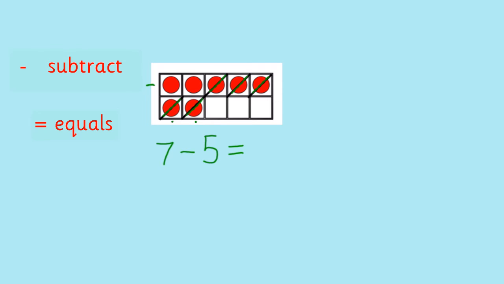7, subtract 5 equals. How many are left in our subtraction on our tens frame? How many are not crossed out? Yes, 2. You can look at that and know that there are 2. So the answer is 2. Read the number sentence with me, please. It says 7 subtract 5 equals 2. Well done. That is a fantastic number sentence.